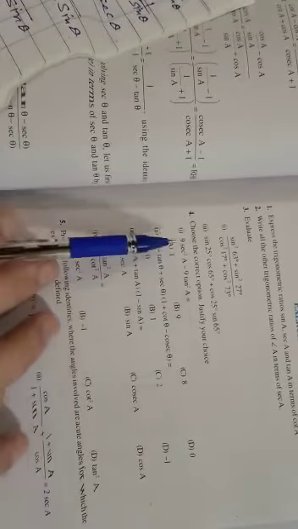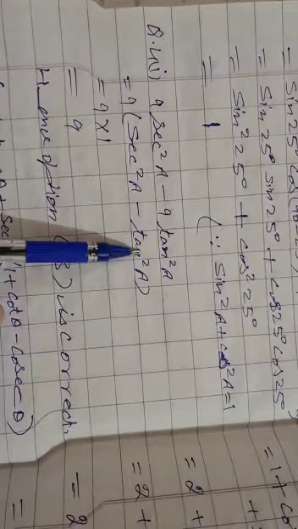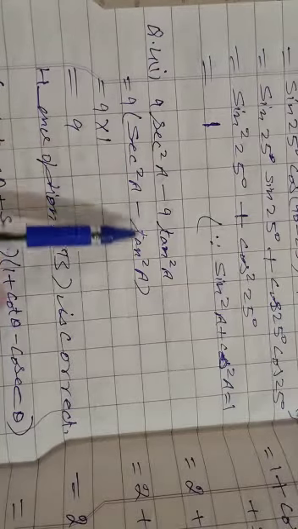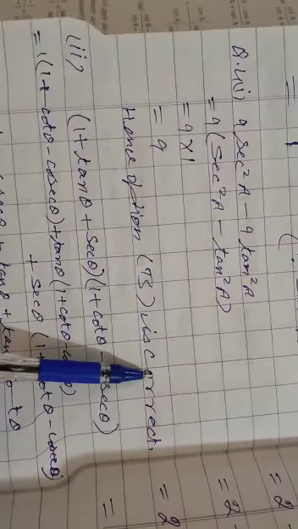Now fourth part. Choose the correct option. Justify your choice. 9 sec square A minus 9 tan square A. Take 9 as common: 9 into sec square A minus tan square A. The value of sec square A minus tan square A is 1. 9 into 1 is 9. Option B is correct. This is your required answer.